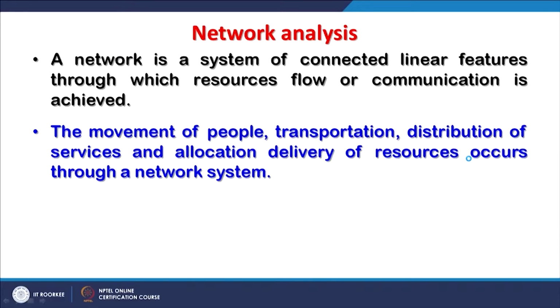So movement of people, transportation, distribution of services, allocation and delivery of resources occur through a network system, and that network may be a road network or rail network also.